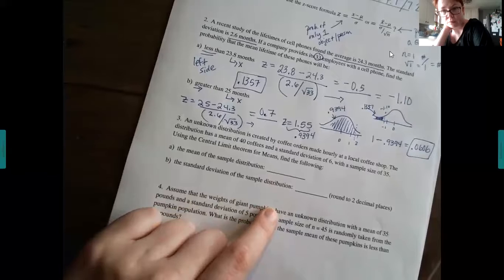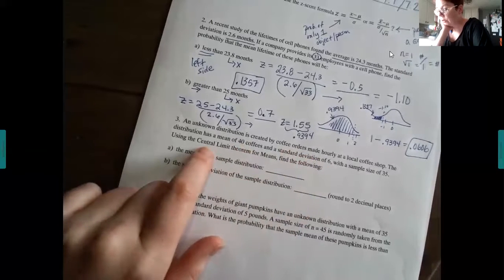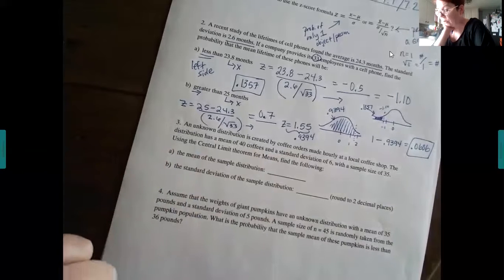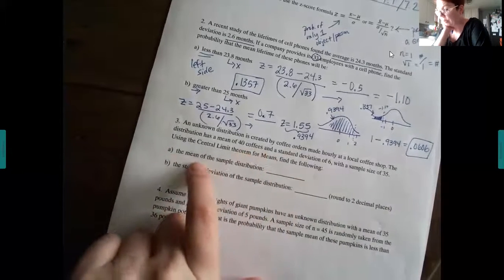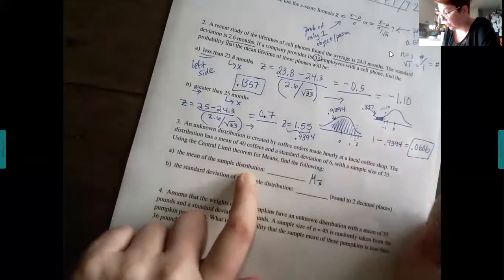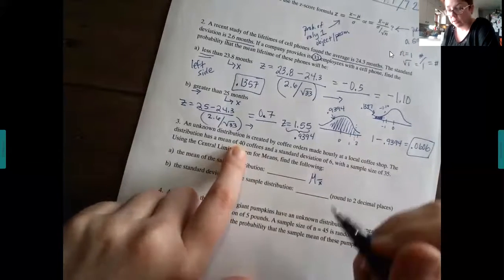This is, again, I think a question stolen off Newton. And here it's asking about coffee orders made hourly. The distribution has a mean of 40 coffees and a standard deviation of 6 with a sample size of 35. So pretty straightforward there. But they're asking us these questions about that. So here it says, what is the mean of the sample distribution? So that's that funky little symbol that they throw in. So the mean of the sample is the mean that they give us.